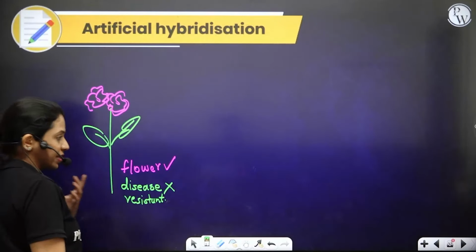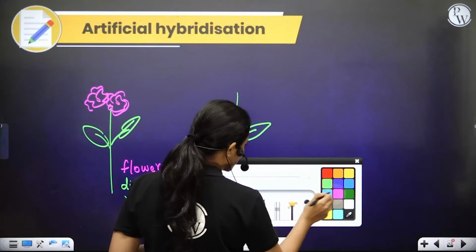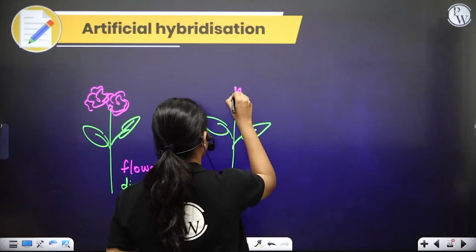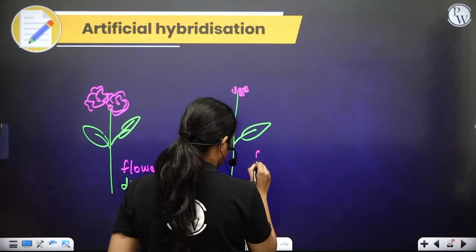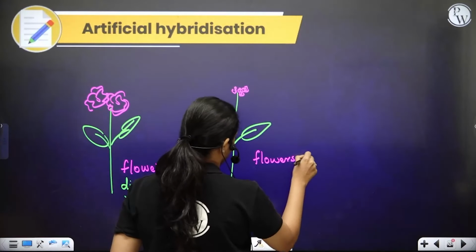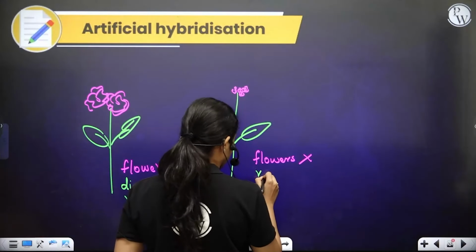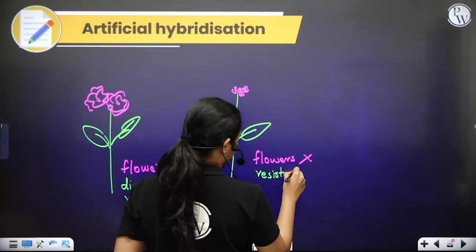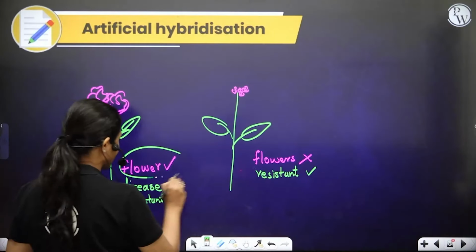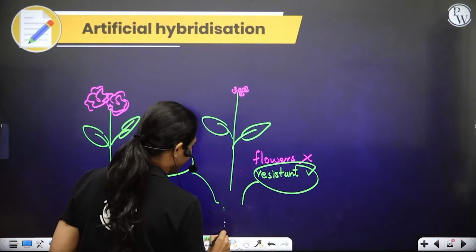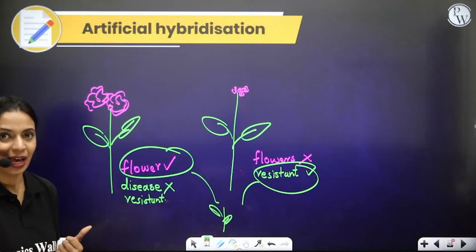There is another plant of the same species which produces flowers that are not so great to look at. It will not fetch a lot of money. They are very small in size, though of the same plant, but this is extremely resistant to diseases. Now, a farmer has to bring this and this property together in one plant. They can do it by artificial hybridization.